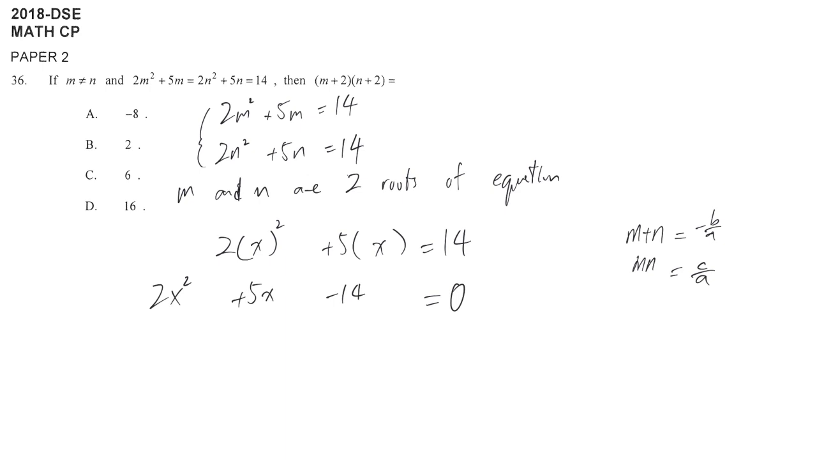Now we have some information. m plus n, the sum of roots, is negative something over something, 5 and 2, so it's equal to negative 5 over 2. And at the same time, mn, the product of roots, is c over a. So it is negative 14 over 2, negative 7. And then what it's asking is this one.